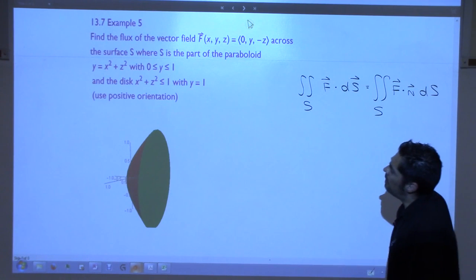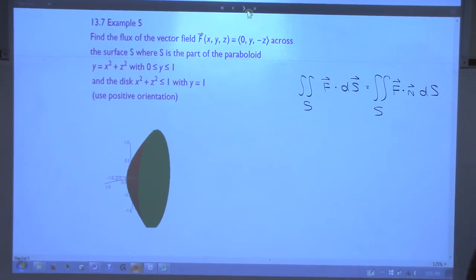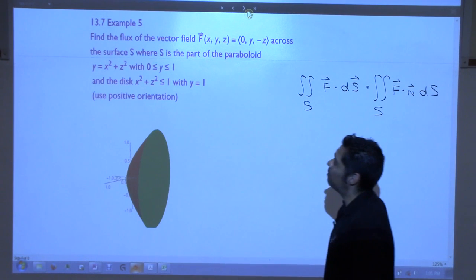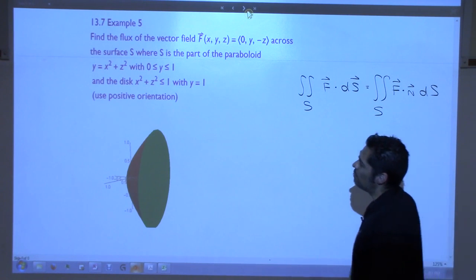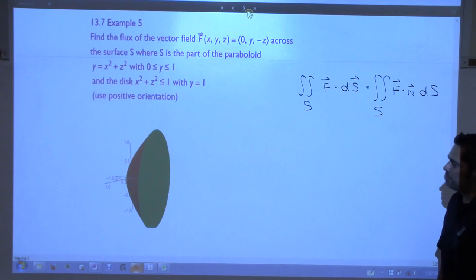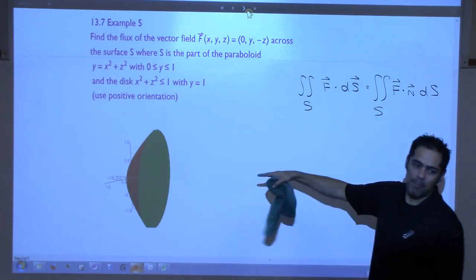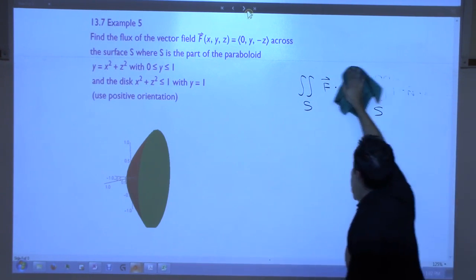Find the flux of the vector field F of x, y, z equals 0, y, negative z across the surface S, where S is the part of the paraboloid y equals x squared plus z squared, with y between 0 and 1, and the disk x squared plus z squared less than or equal to 1 with y equal 1. Use positive orientation. All right, so we have two surfaces that make up S. Let's start with just trying to figure out what those are.